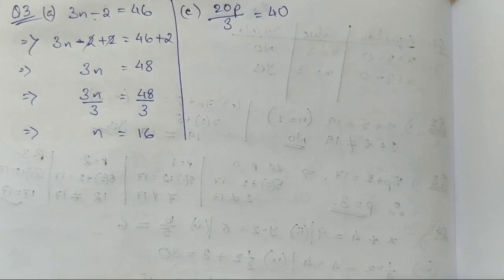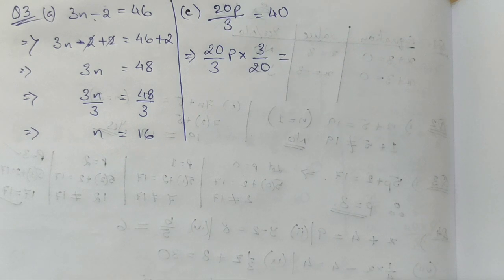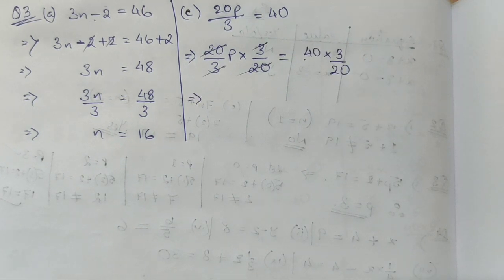See, 20 by 3 is multiplied with p, right? And to eliminate this 20 by 3 from p, what will we have to do? We will have to multiply this term with its reciprocal, that is 3 by 20. Understood, everyone? And of course we will be doing this multiplication on the RHS also, like this. Understood, everyone? So now p is alone, and we can find the value of p to be 6.